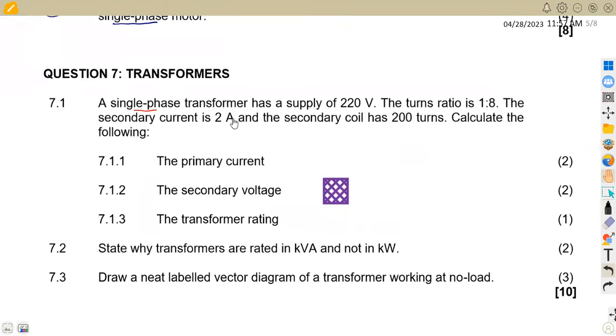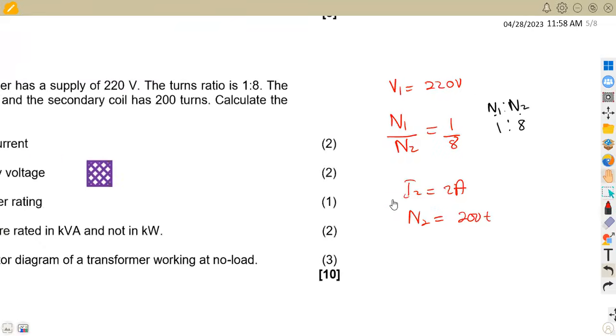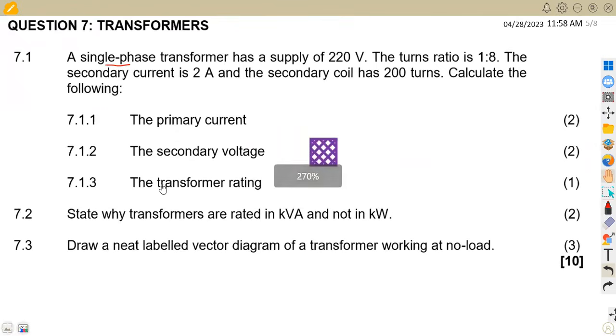The secondary current is 2 amps, and the secondary coil has got 200 turns. So we've got the current in the secondary, which is our I2 in this case of 2 amps. And we are given also the number of turns in the secondary, which is 200 turns. So the question is to calculate the primary current, which is 2 marks in this case. Calculate the primary current, 2 marks for that.